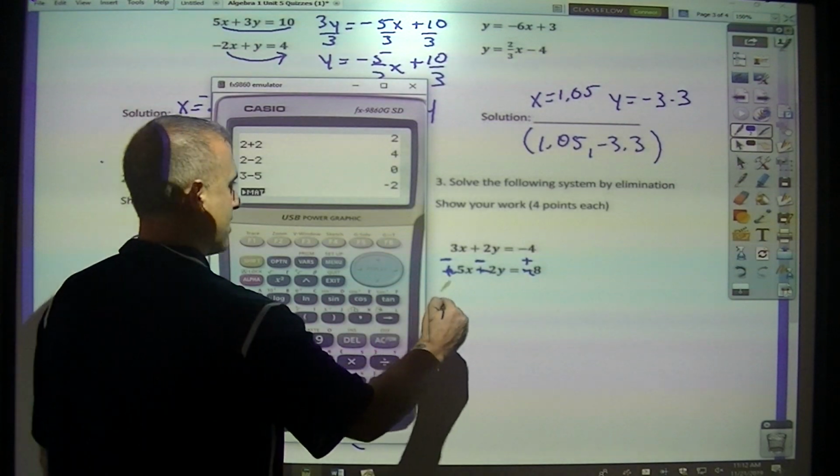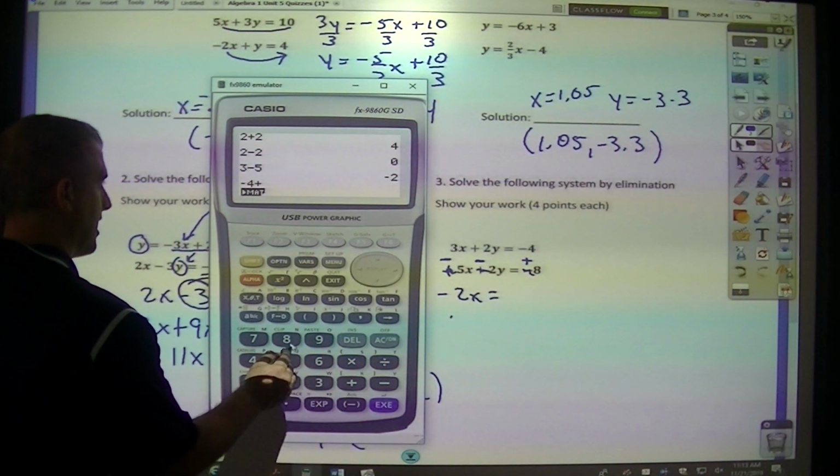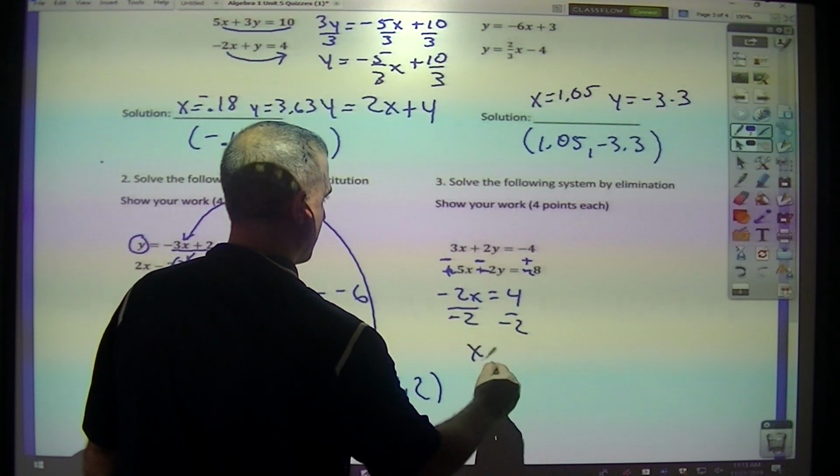3 minus 5, that's going to be negative 2x. Negative 4 plus 8 is 4. And then I would divide by negative 2 on both sides. So x equals negative 2.